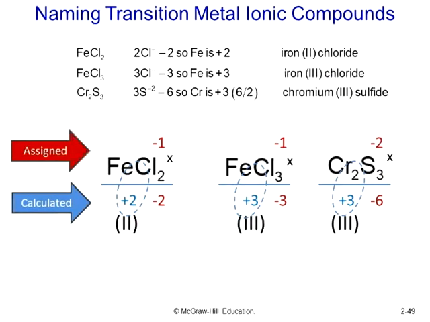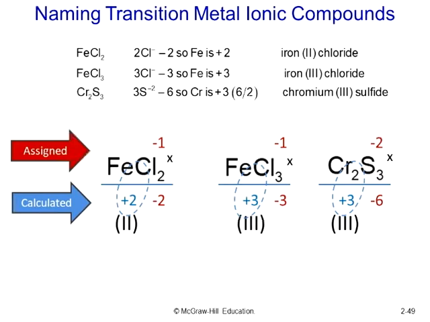Let's look a bit further at iron 2 chloride, iron 3 chloride, and chromium 3 sulfide to show you exactly how we derive the values. Now, as already discussed, the determination of the charges starts with a known value, a standard value. In the case of iron 2 chloride, that standard is chlorine. Iron 3 chloride, chlorine is the standard. And chromium 3 sulfide, sulfur is the standard.